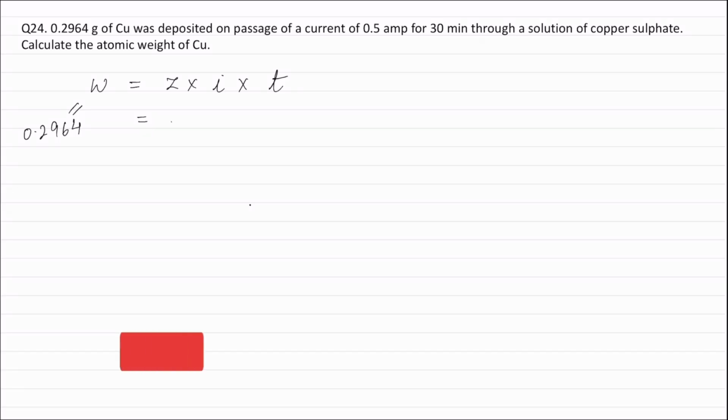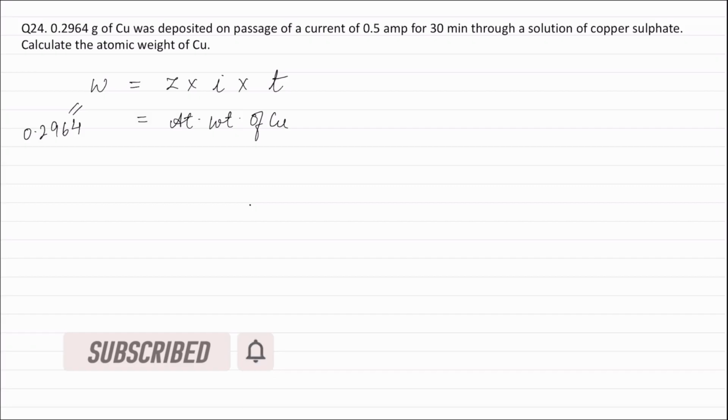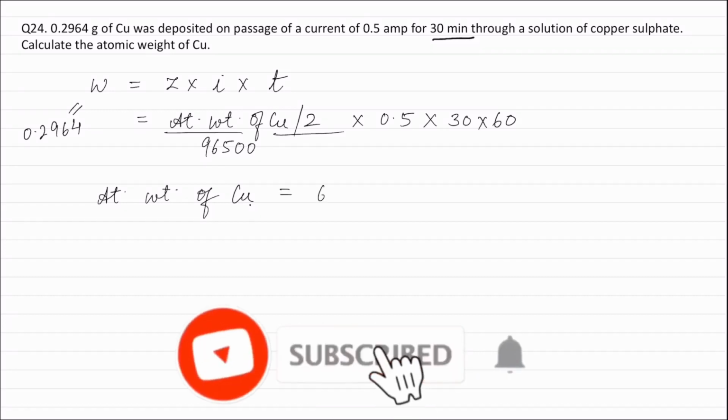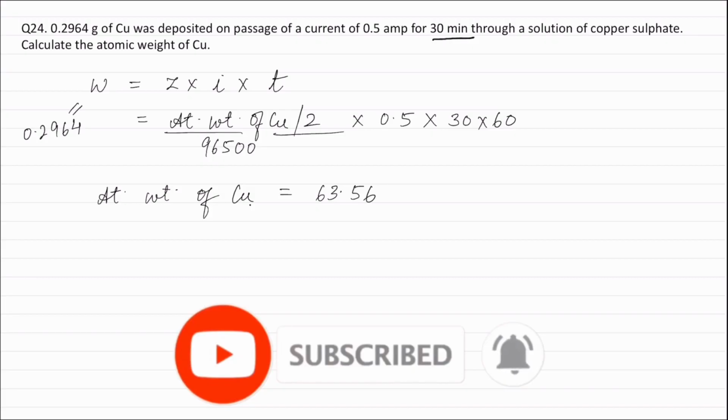The value of Z will be atomic weight of copper divided by valency factor, that is 2, divided by 96500 coulombs, into current, which is given as 0.5 ampere, into time, which is given as 30 minutes, or 30 into 60 seconds. Solving this, atomic weight of copper is equal to 63.56.